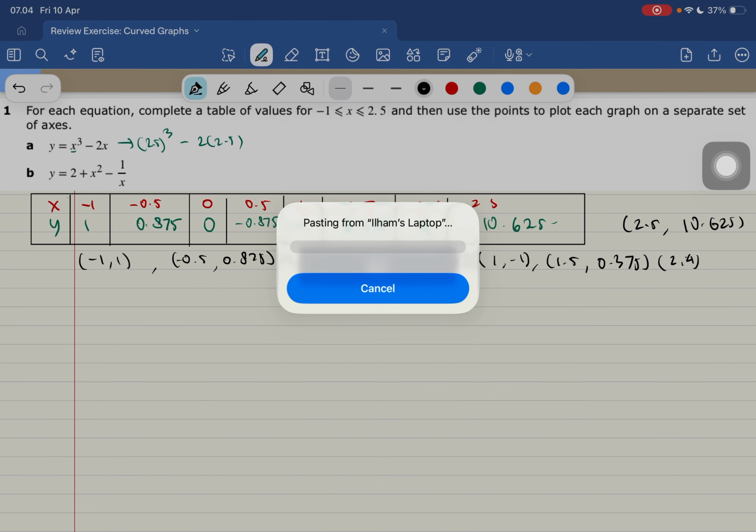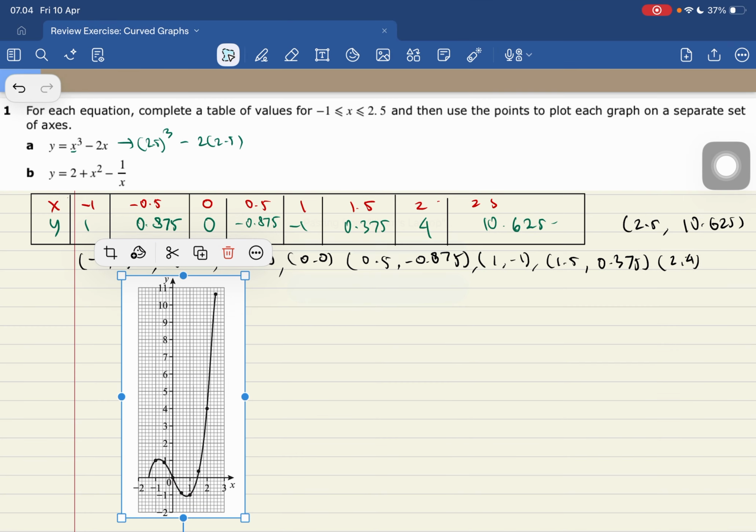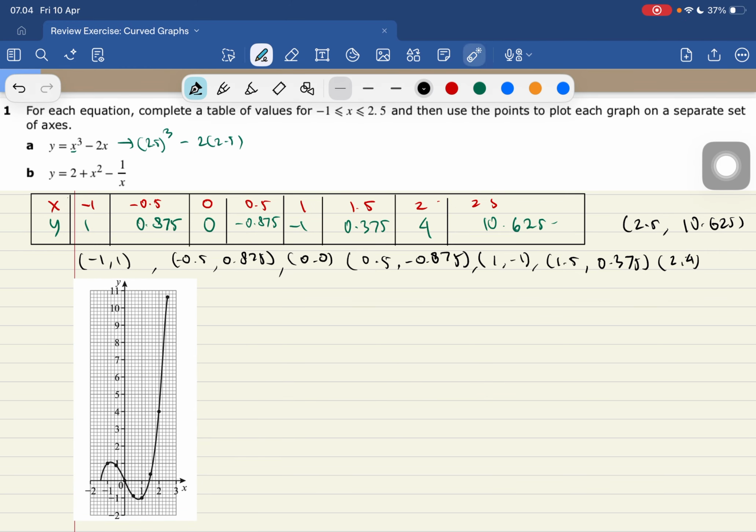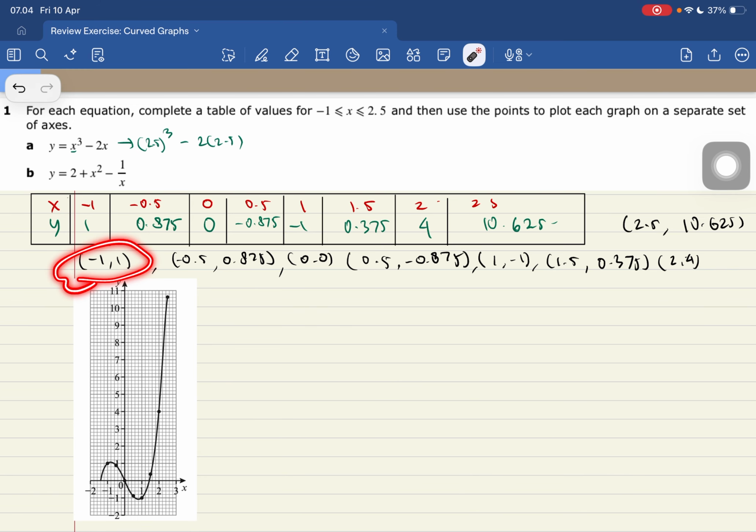Now I will take a screenshot. Here it is. Each point, as you can see from here: the first point -1 and 1, then the second point, the origin, and go on again, 1, until 2.5 and 10.625. Here it is, the graph.